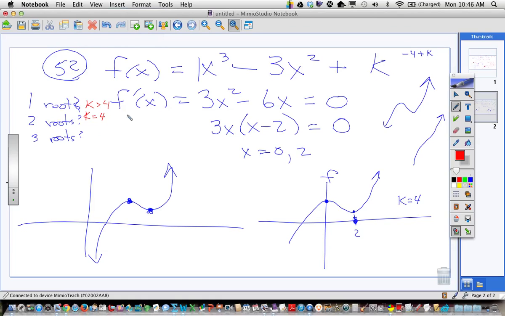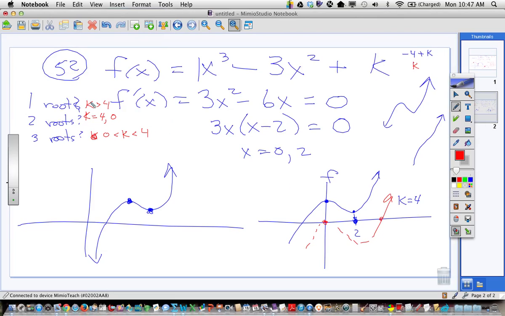I think you're right, but how do you get that? You put not a 2 in for x, but put a 0 in for x, right? So let's put a 0 in for x. 0 minus 0 plus k. Oh, we just get k. So when k equals 0, this point is going to be right here. And we will have 2 roots. So we'll have 2 roots when k is a 4 or a 0. If k is in between there, right, then we're going to have 3 roots.